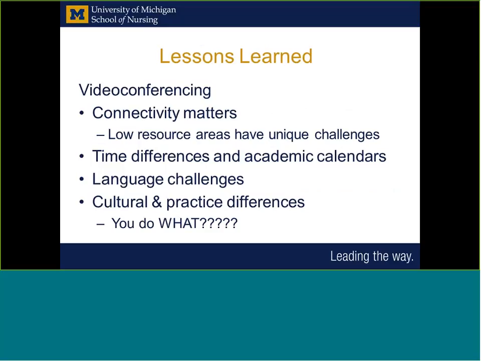Lessons learned in terms of video conferencing. Connectivity really matters. If you don't have a good connection, your experience is not going to be as positive as you would like. There are some unique challenges in low resource areas. So if you're going to connect with a global partner, you really need to assess carefully what their resources are and what might be some issues with connectivity. Certainly time differences and different academic calendars are something that partners need to work through, but it's not impossible.